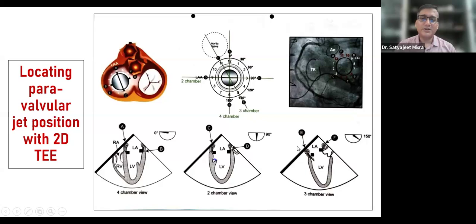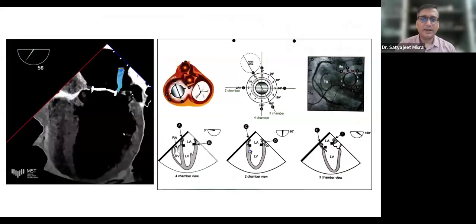So, you have to do the hard job of rotating the multiplane angle and then scratching your head and then telling the surgeon, because the surgeon would like precise information on where exactly the paravalvular jet is, so that he can go bingo in one go. He can just straight away approach the target area and then close that paravalvular jet. If you're not going to give accurate information, the surgeon is again going to search for that paravalvular leak, which may further delay the time on pump and affect the patient's outcome.